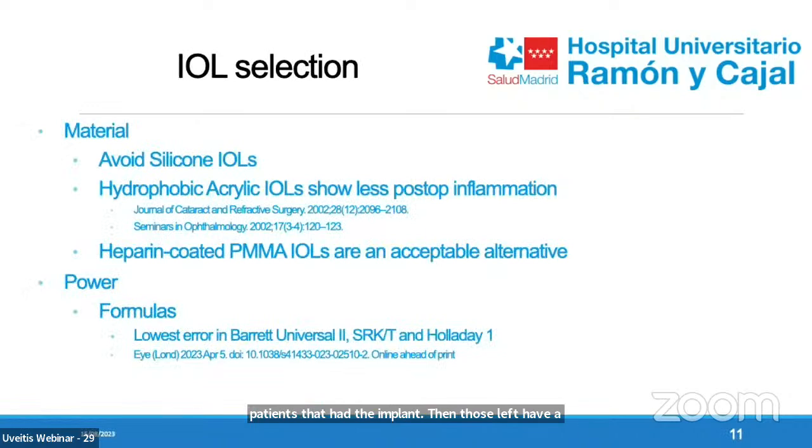So now we have chosen to go for a primary implant. Which IOL are we going to use? First of all, let me talk about the material. We need to avoid silicone IOLs because they have a higher risk of postoperative inflammation. Hydrophobic acrylic IOLs have been shown to have less postoperative inflammation, and in my opinion are the lenses to go with. If you can, use hydrophobic acrylic IOLs.